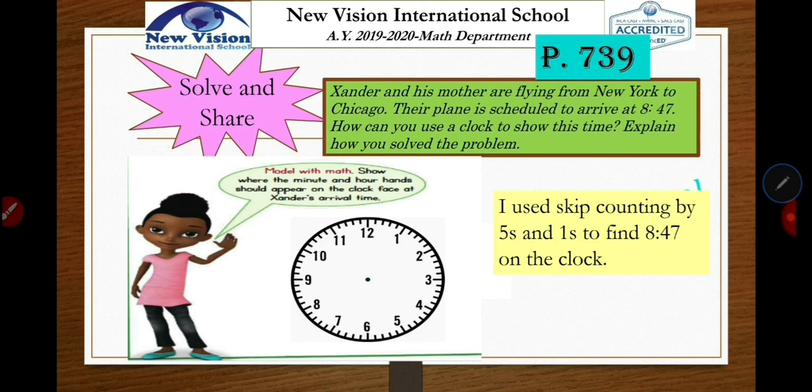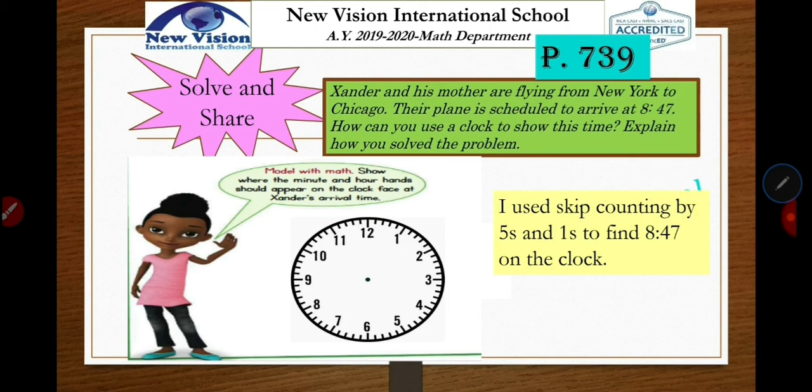So what tools will you use to show the hour and the minute hands? An analog clock face, okay? You can also use paper and pencil for you to do it. All right? So how can you show the time 8:47 in an analog clock face? First, locate the hour hand. Okay, so the hour hand is at 8, okay? And count by fives and ones to locate the minute hand. Okay, where should the minute hand point to show 47 minutes after 8?